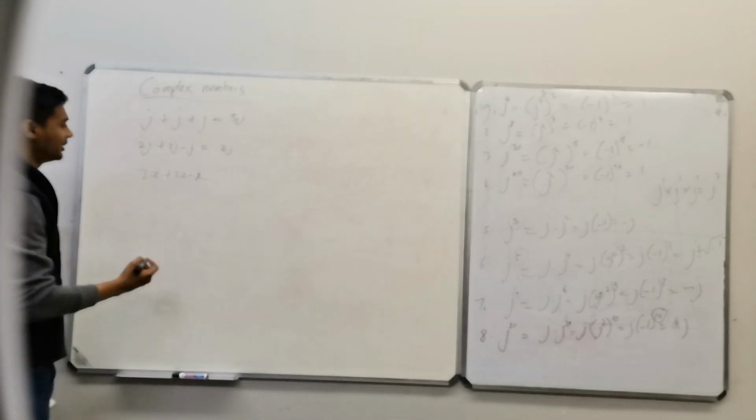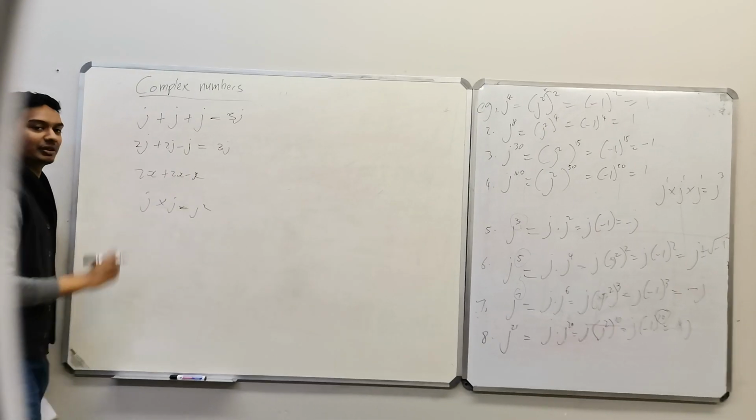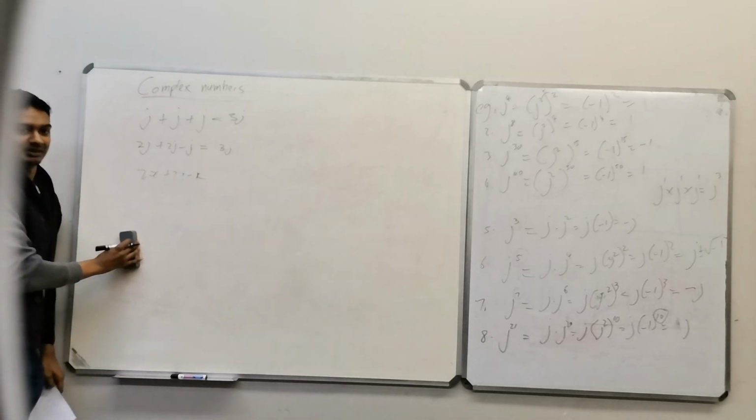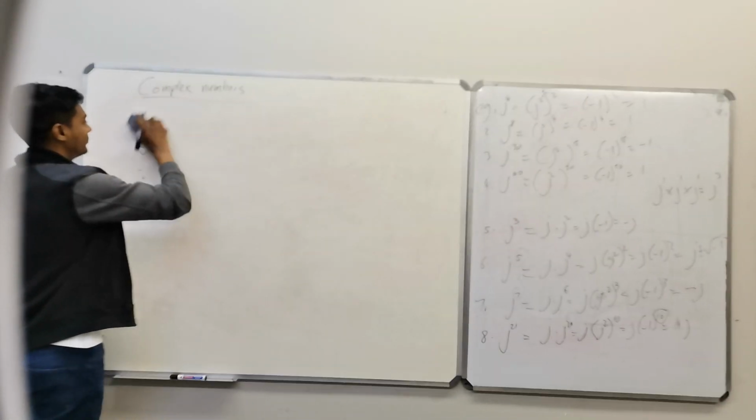And then when we multiply it, we add the powers. J to the 1 times J to the 1, we add the powers. Now, when it comes to division, it's a bit different. Division, we subtract.